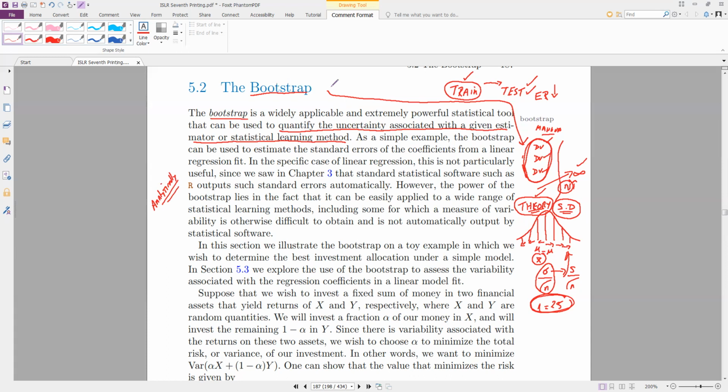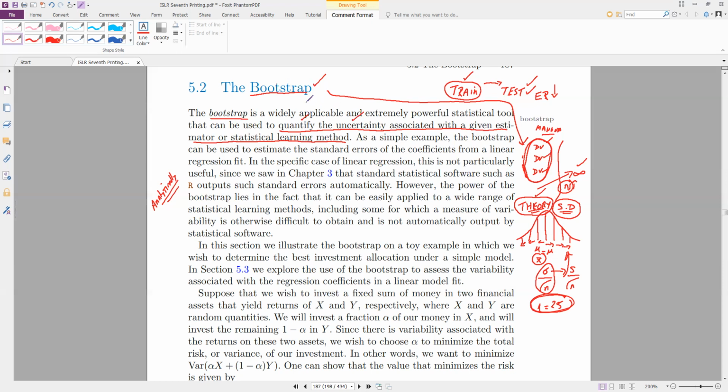Here's where the bootstrap comes in. The authors don't provide you with that context to get us started. That's what I'm trying to provide here: why even contemplate the bootstrap? Well, the bootstrap is useful for quantifying the uncertainty. We just quantified the uncertainty here in our sampling distribution. The bootstrap says it can also quantify the uncertainty.